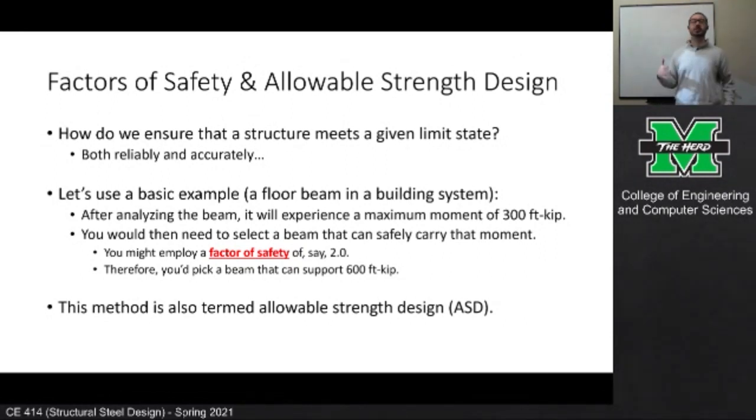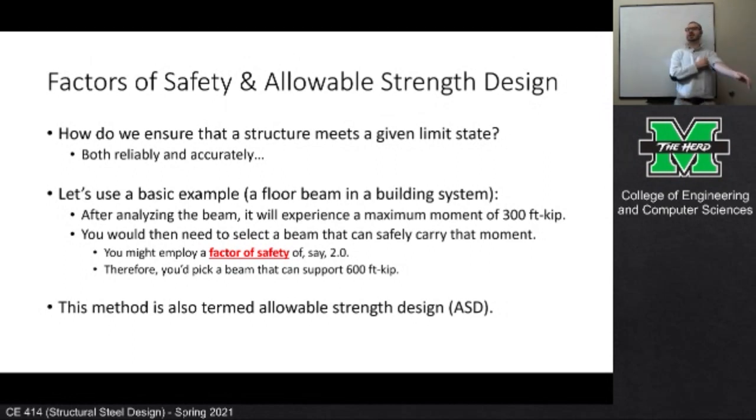Most structural engineers, and most engineers in general, will say no. There is some uncertainty associated with that, and that uncertainty comes from a number of places, and we'll talk about that here in a bit. So a design philosophy might be, I'm going to use a factor of safety.